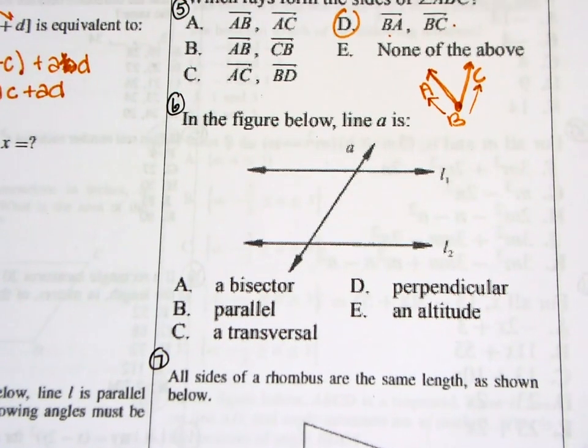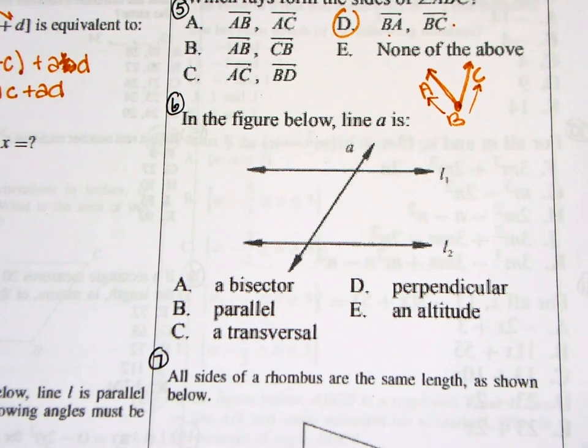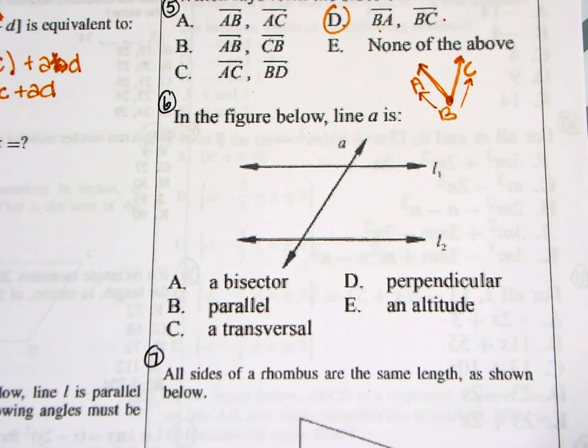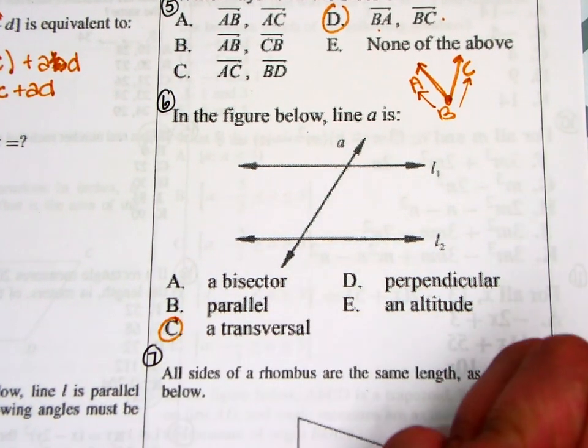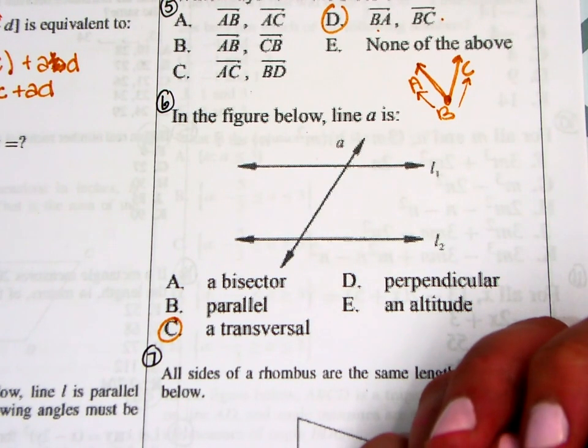Number 6 is just a basic definition. So line A is called what? That is a transversal. So remember, parallel lines and a transversal, they go together.